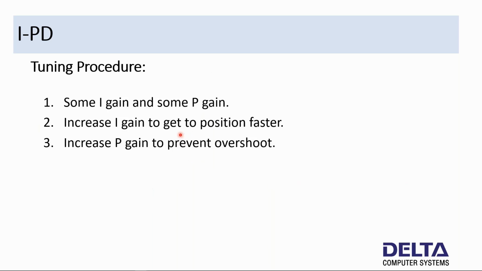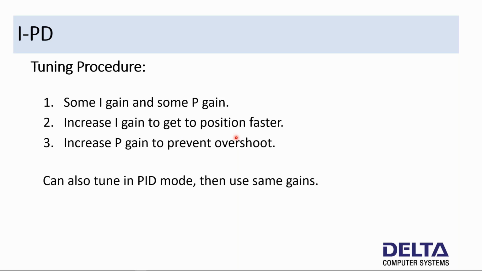So with the I minus PD, the tuning procedure is basically to have some I gain and some P gain to start with. You need both of them for it to work. And we increase the I gain to get to position faster, and then we increase the P gain to prevent overshoot. And that's kind of an intuitive understanding of how the I minus PD works, and then we can look at the differential gain, how that affects it as well.